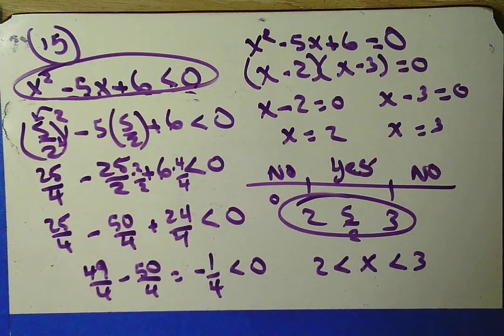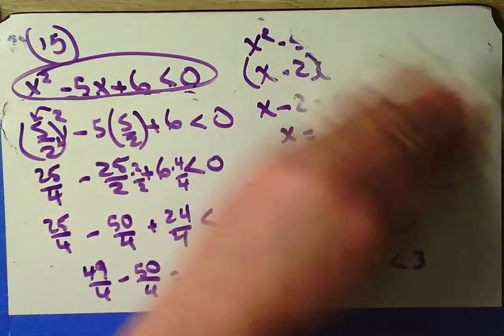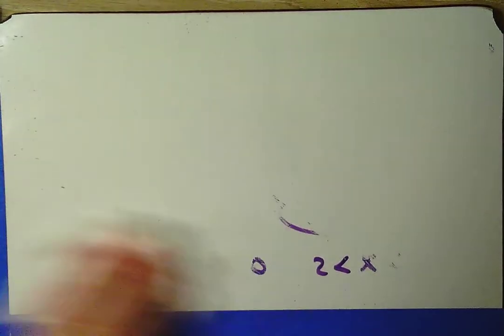I think the algebraic approach to this problem is much more time-consuming than the graphical approach, and I would encourage you to get comfortable graphing so that you could find choice A quickly and move on to the next problem, which is number 16.